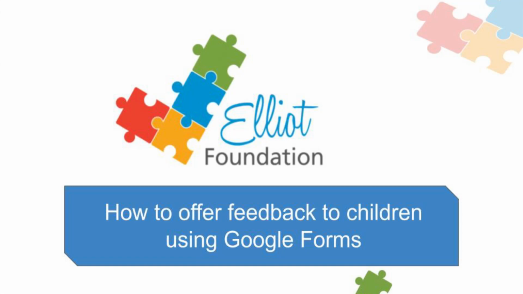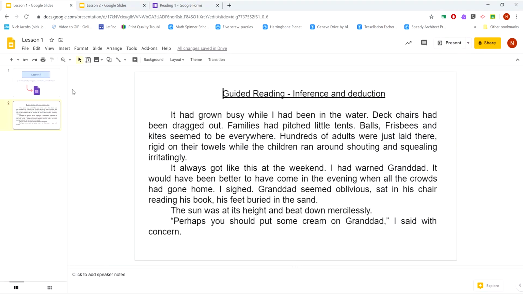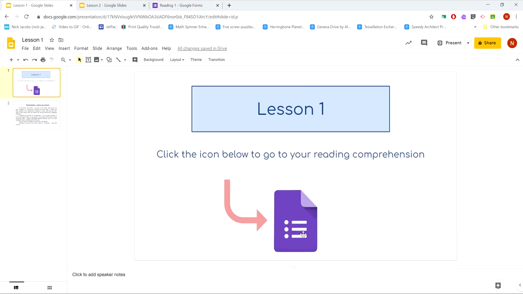This video will show you how you can offer feedback to children using Google Forms. It assumes you already have knowledge of how to create your own Google Form. So here I am on my Google Form. I've created it by adding a picture of the text at the very top. You might prefer to have your text in a slide like this, which then links the children to your form.